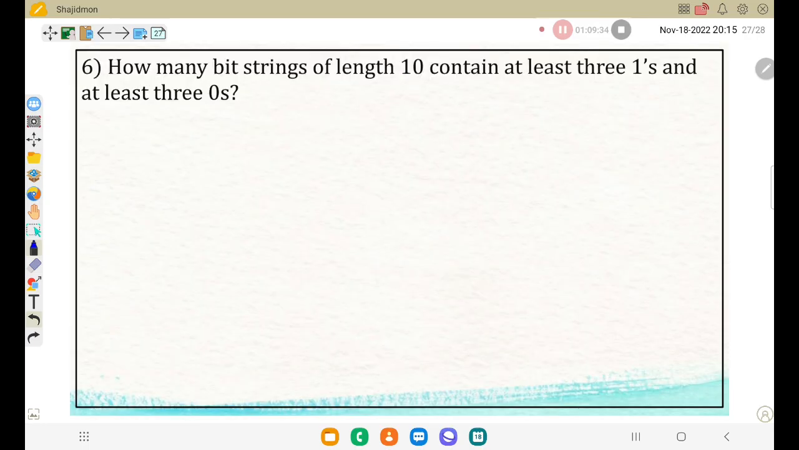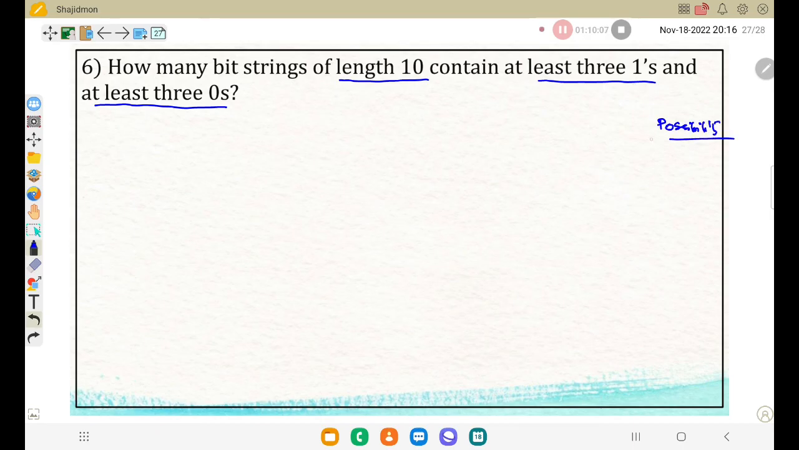Okay, now one more question. Question number 6. How many bit strings of length 10, okay, 10 slots, contain at least 3 ones and at least 3 zeros? It should have minimum 3 ones and minimum 3 zeros. So how many ways we can form, that is the question here. So we can see the possibilities, correct.